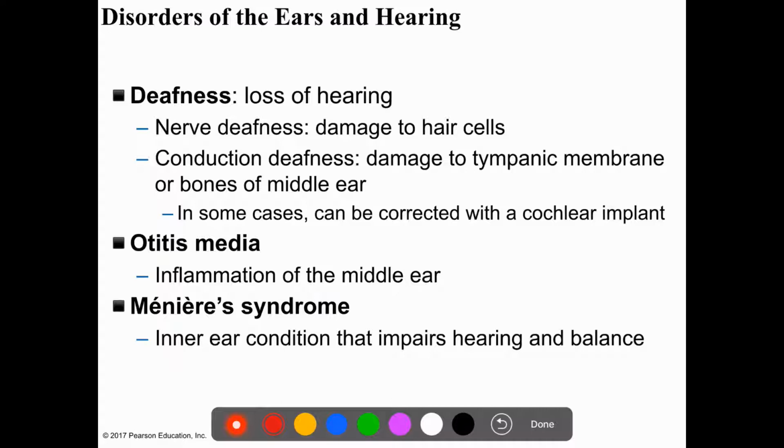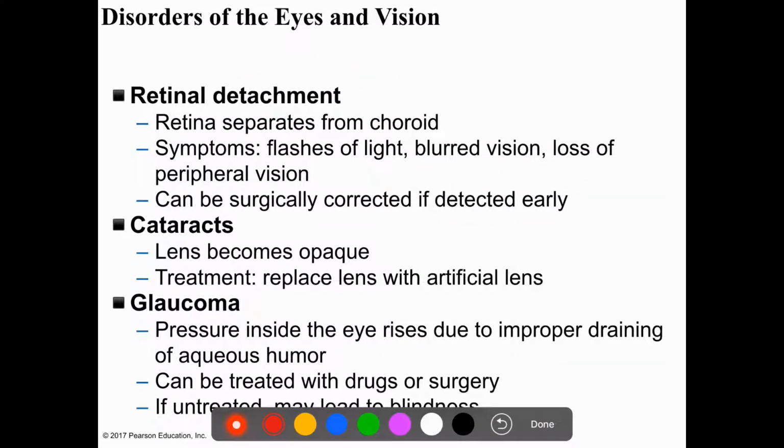And very few last slides: disorders of the eye, of the ears and hearing. We have deafness, of course, the loss of hearing. We have otitis media, inflammation of the middle ear. We have Meniere syndrome, which is a condition in the inner ear that impairs hearing and balance.